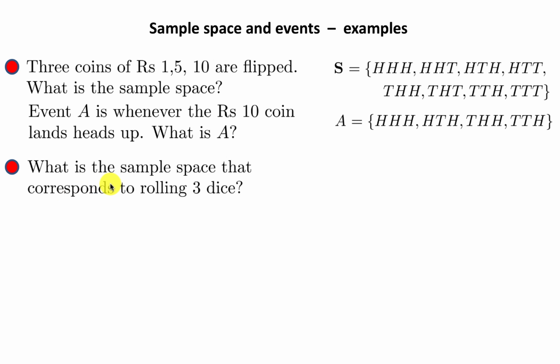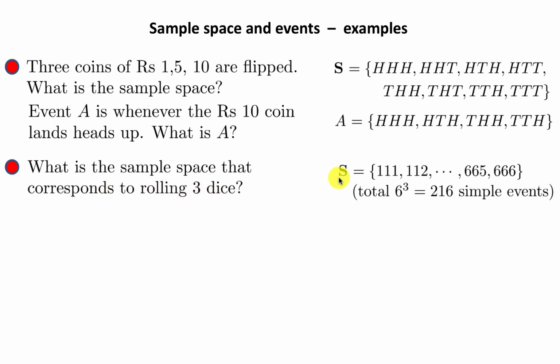Well, let's take now another example. What is the sample space that corresponds to rolling 3 dice? In this case, the sample space contains too many elements to write down, so you can easily see the first outcome is where the first die has a 1, the second and the third all have 1s. The total number of elements in this set, or what you call the order of the set, is 6 into 6 into 6. That's all the possibilities, and that amounts to 216 simple events.